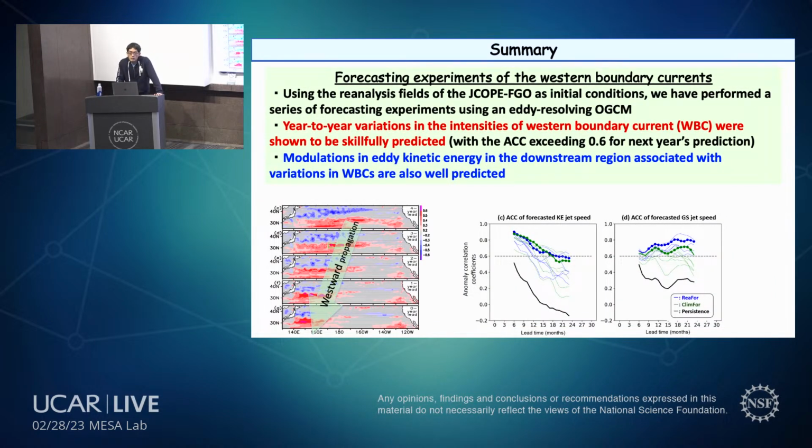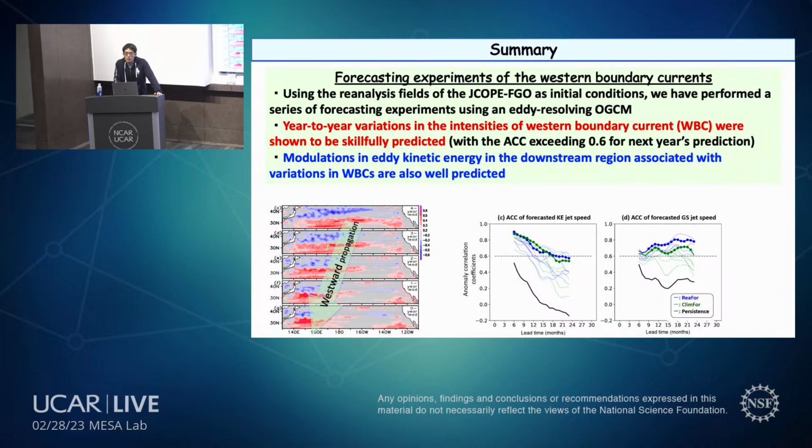And using that DNS field as an initial condition, we performed a series of forecasting experiments focusing on prediction of western boundary current jets. By using the initial condition taken from the DNS field of Jacob FGO, we succeeded in predicting year-to-year variation in intensity of the western boundary current region with a skill measured by anomaly correlation coefficients exceeding 0.6, even for 1 to 2 years prediction. These successful predictions are made possible by skillful, correct initialization of the eddy-resolving OGCM by data assimilation.